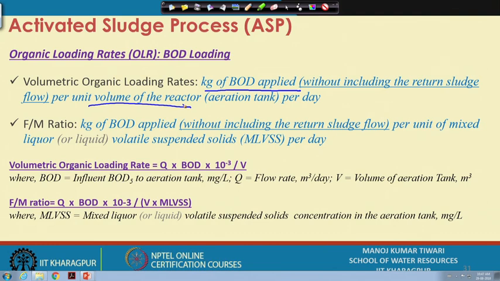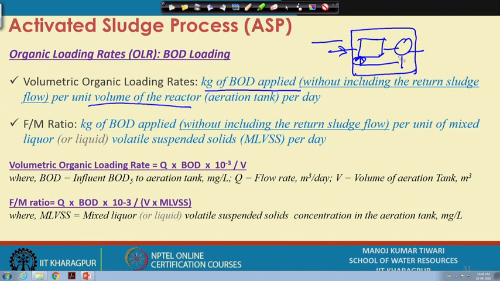So, what primarily we include is how much inflow is coming into your activated sludge process. If this is my aeration tank and this is my secondary settling tank, there is basically recycling. We do not consider this as an inflow, because ultimately this entire thing is just one unit. This is what we refer to as ASP. For this one particular unit, what is the inflow of BOD, that is what we consider per unit volume of the reactor, and the volume of the reactor we consider this only. So, that is typically how it is considered.